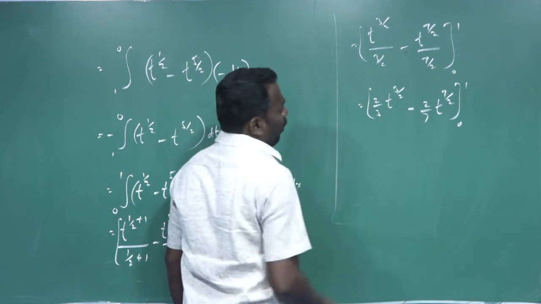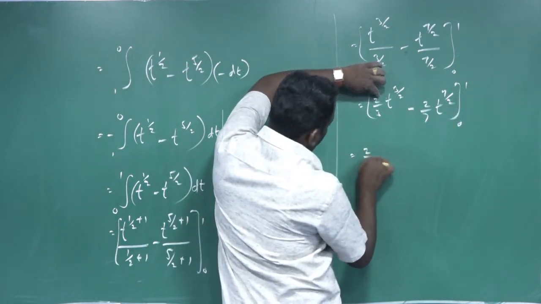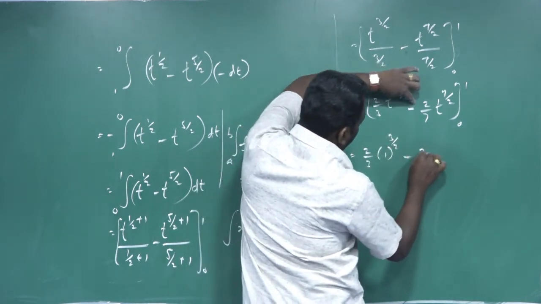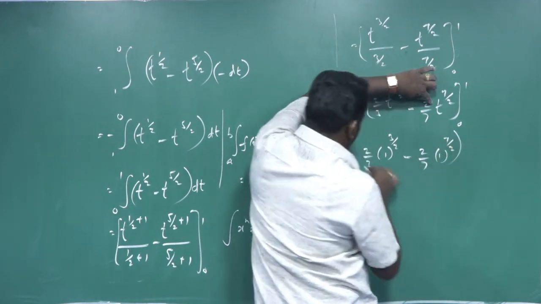Now apply the upper limit and lower limit values. The upper limit for t is 1, therefore 2 by 3 as it is, 1 power 3 by 2, minus 2 by 7 and 1 power 7 by 2, the upper limit value.